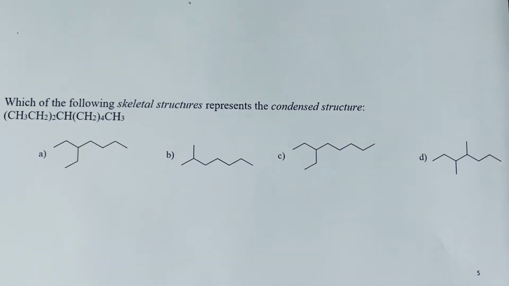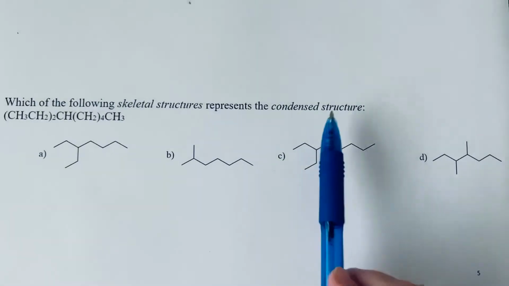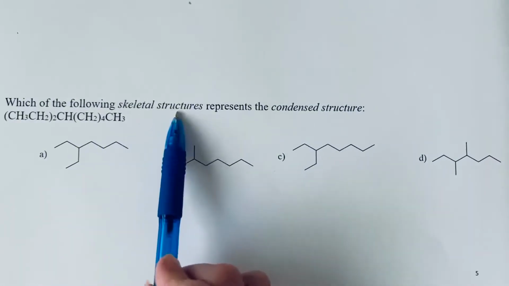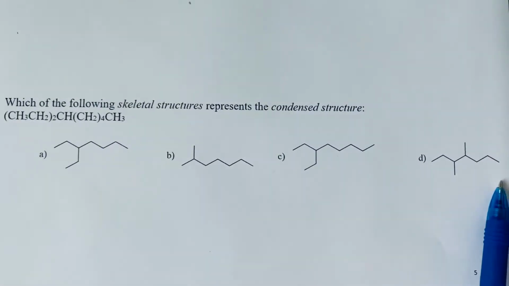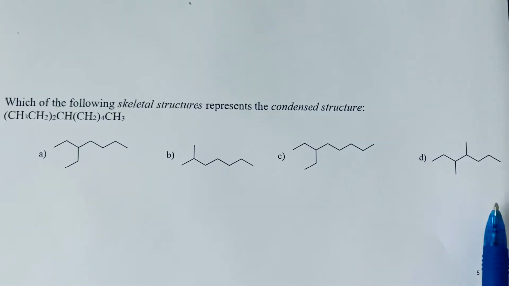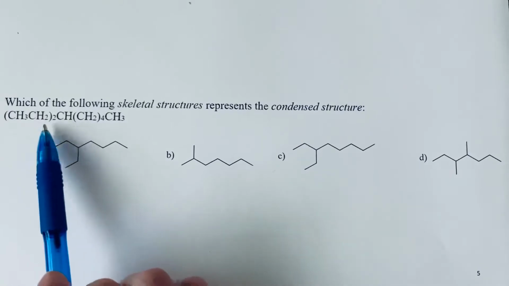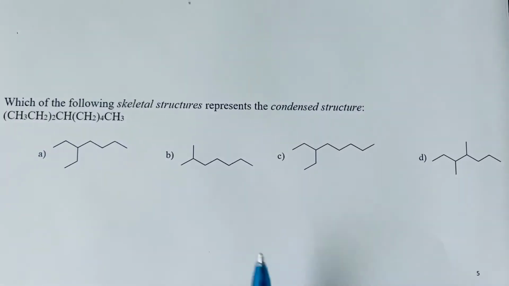Which of the following skeletal structures represents the condensed structure that is given here? So in a skeletal structure, you'll notice we don't see the carbons or the hydrogens directly. Those are all implied. In our condensed structures, we do include the carbons and the hydrogens, and what we're not showing is all of the covalent bonds.